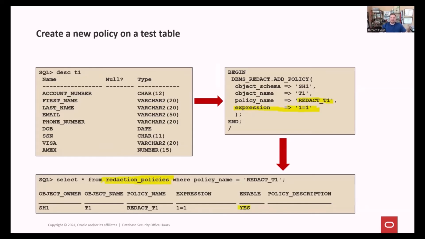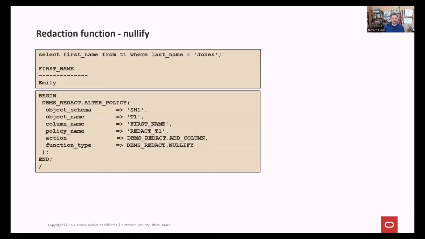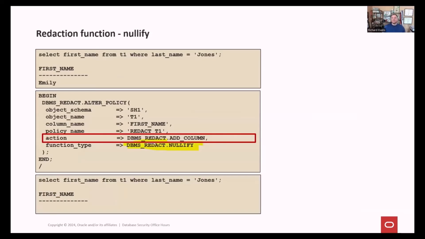We've created the policy, and now we want to apply it to columns, and we want to choose how we redact the data in those columns. So the first one we're going to do is nullify, right? We're going to start with Emily Jones. We see her first name when we query the column. We apply this redaction policy there by saying add column, and we choose the function type here, which is nullify. So we've nullified that column. Next time you query it, you're going to see no data, right? You're just going to see a null that comes back. So we've hidden that first name as a first example.